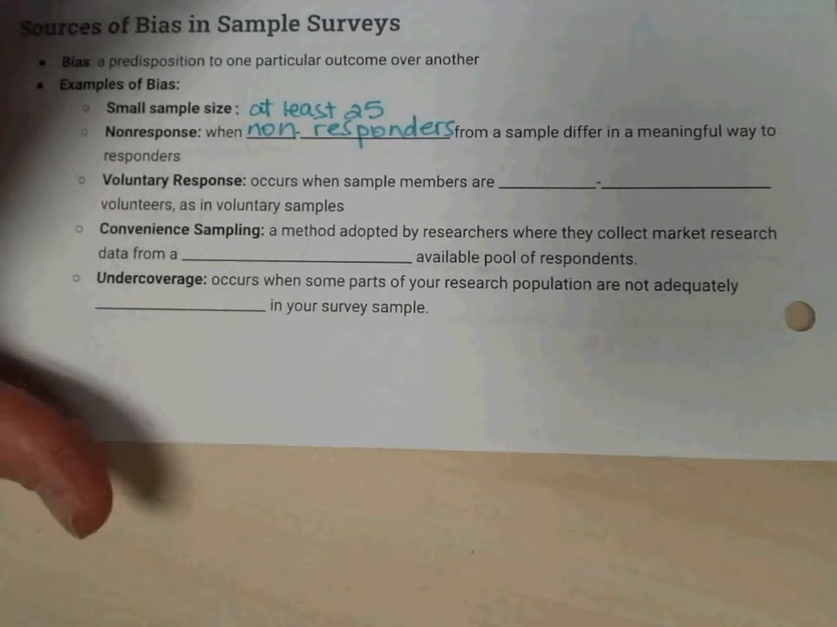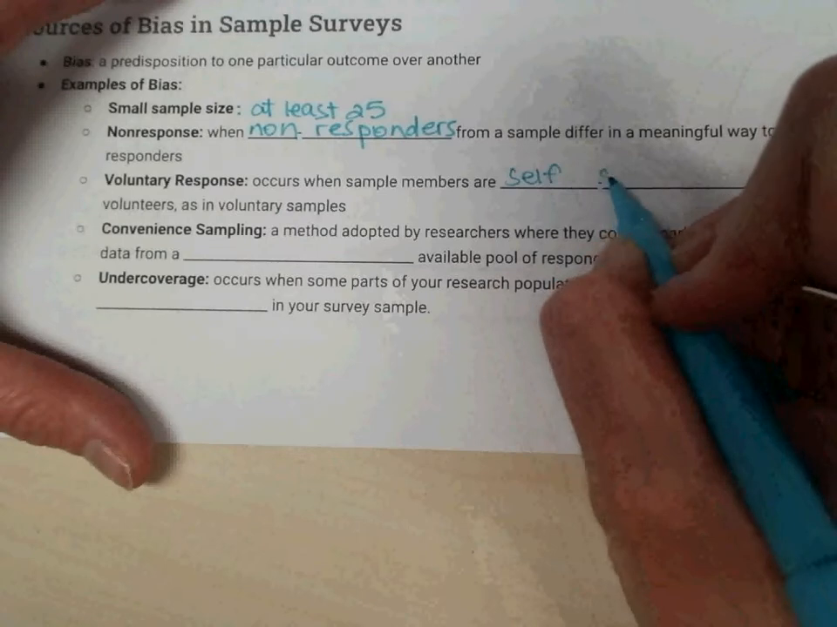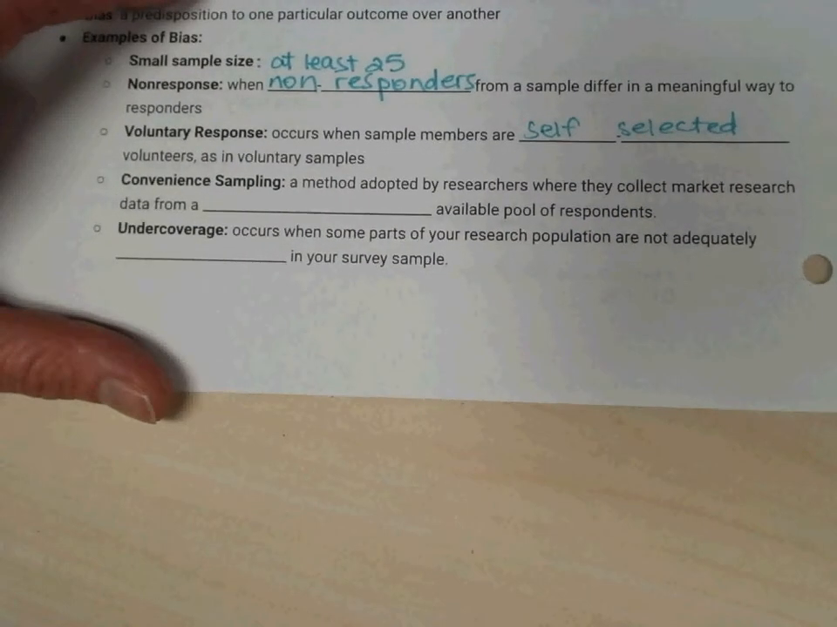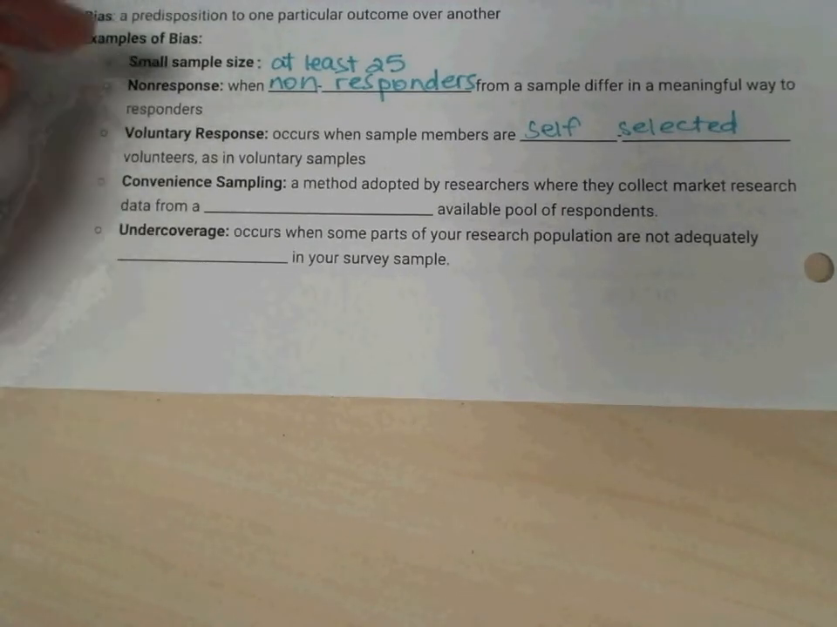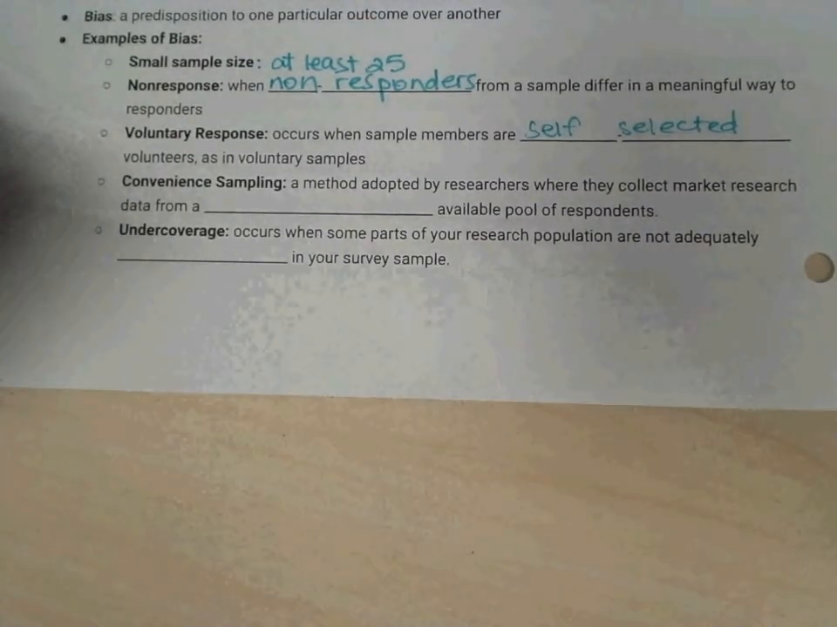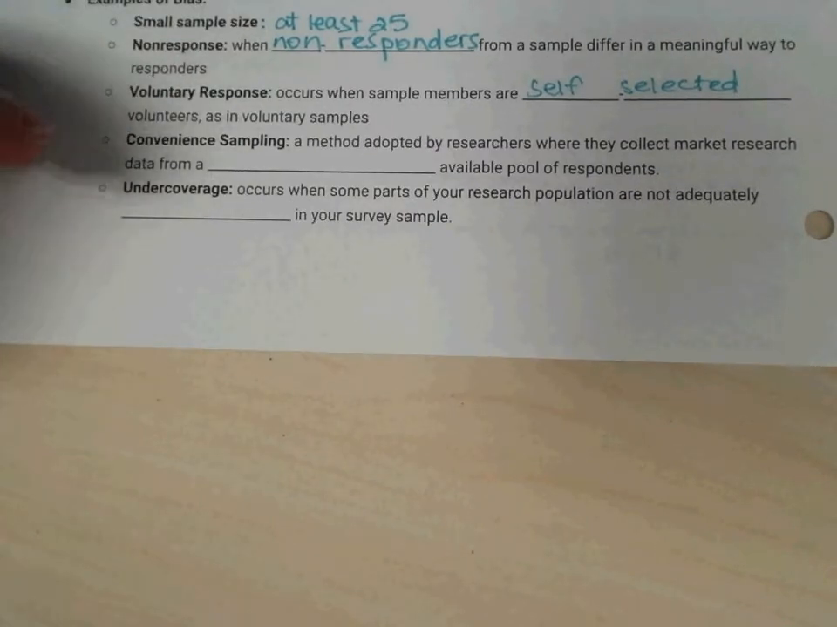The next type is voluntary response. Occurs when the sample members are self-selected, volunteers, as in voluntary samples. Very similar to the previous one. This is when maybe on your social media feed, you see a survey and you're like, yes, I want to take that survey. You volunteered to take that survey. You're walking along and someone's got a clipboard and asks you to take a survey. You don't have to take that survey.